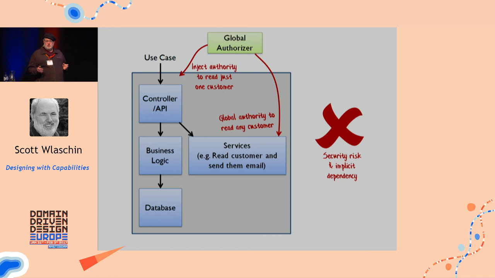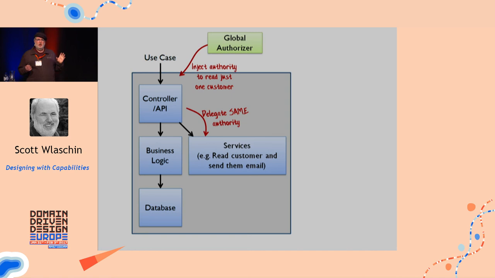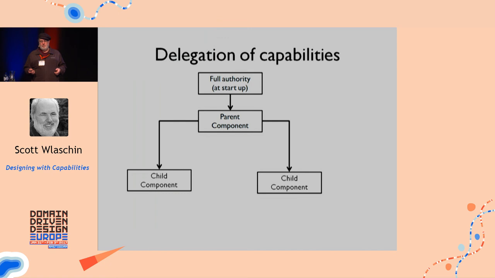So it's a security risk, but it's also bad design, because there's implicit authority. I don't know what authority the email service has. I really can't control it. So it's better to take the authority that the controller has. I can read this one customer, and I'm going to give you the authority to read the same customer, and that's all you can do. You can't read any other customers. So you can pass around the authority between components, and that's nice because that's much more explicit, not implicit.